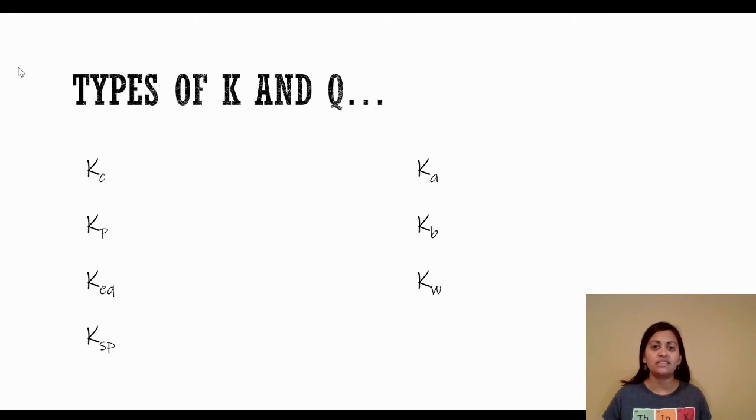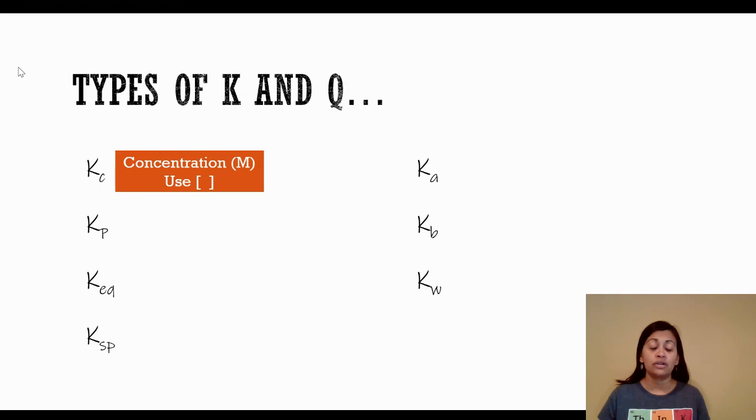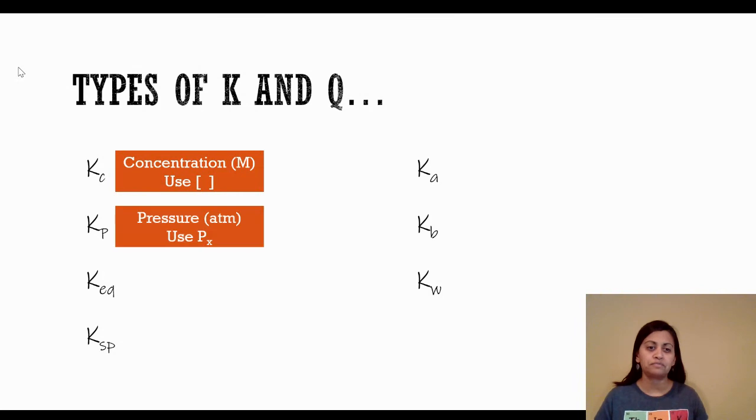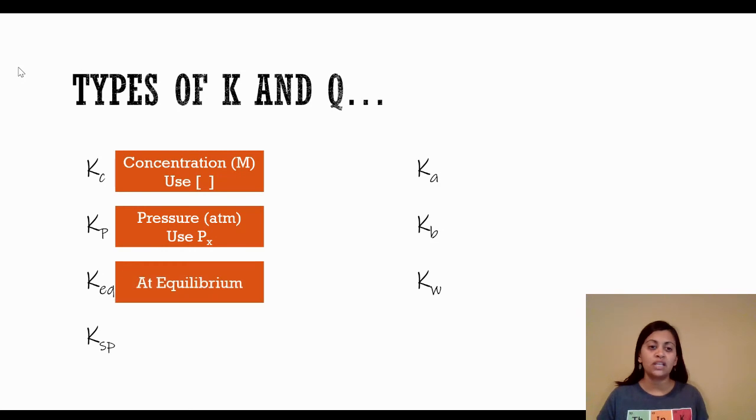So we have different types of Ks and Qs that you'll see, and we'll talk about Q in just a bit. So we talked about Kp, which was the equilibrium constant in terms of pressure, but we also have Kc. Kc is the equilibrium constant in terms of concentration. That's when you have an aqueous solution, or even sometimes some gaseous substances as well. It's always going to be in molarity, or given to you in terms of molarity, and that's when we use the brackets instead of the parentheses that we've seen before. Kp, of course, is pressure, and then we use capital P, subscript, whatever the substances are. Keq is just a general term for at equilibrium.